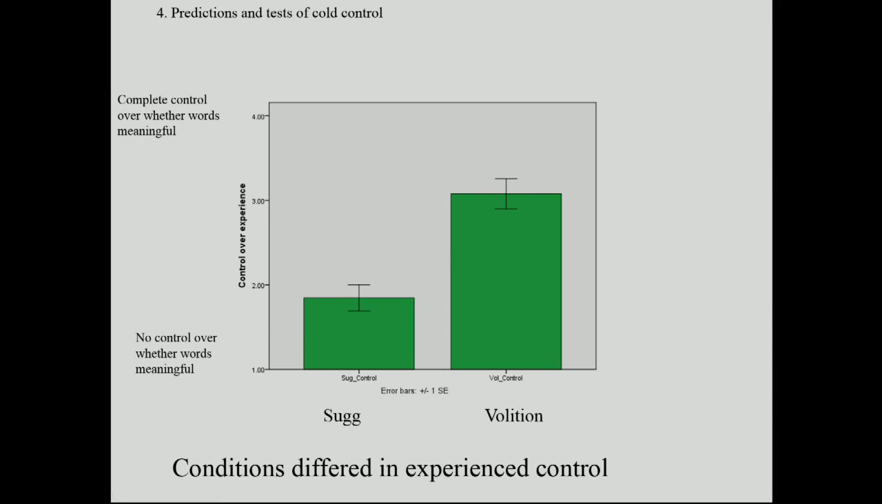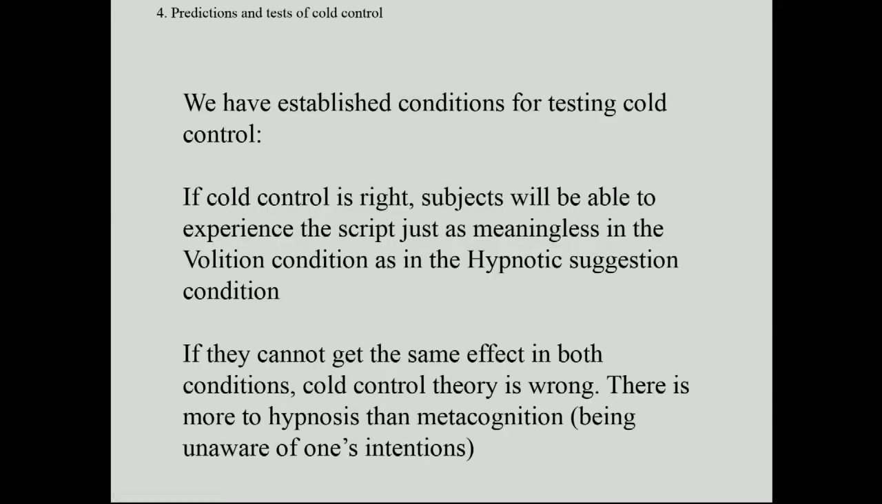According to cold control, they've just got more accurate higher order thoughts in this volitional condition, but it shouldn't change the effect. But if hypnosis alters perception at a more fundamental level, at a first order level, we should get more Stroop reduction in the suggestion condition than the volitional condition. So we've established conditions for testing cold control. Cold control theory is right if subjects are able to experience the script just as meaningless in the volition condition as in the hypnotic suggestion condition. And if we cannot get the same effect in both, cold control theory is wrong. There's more to hypnosis than metacognition.